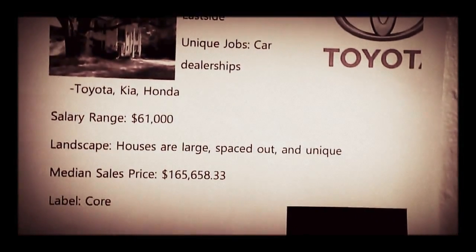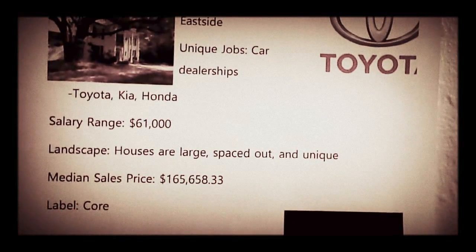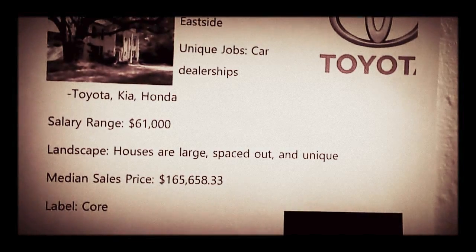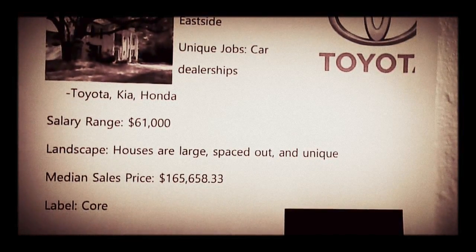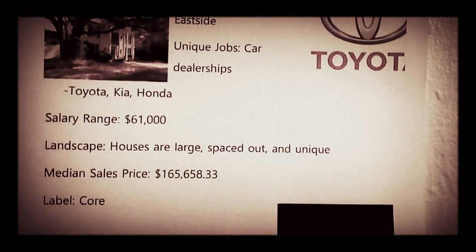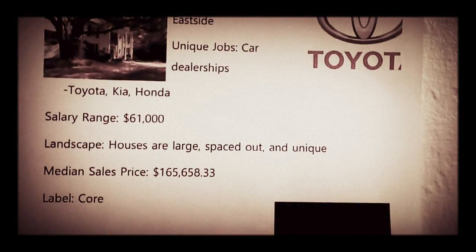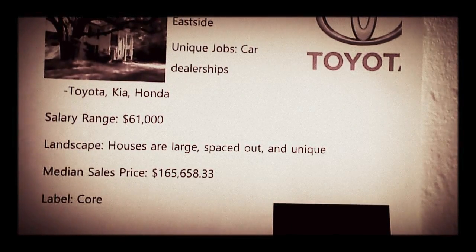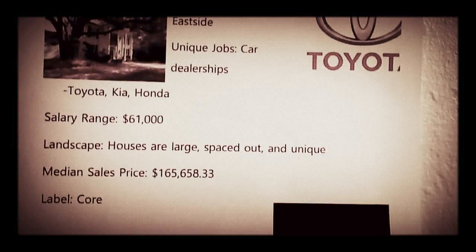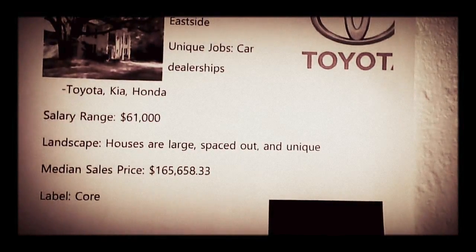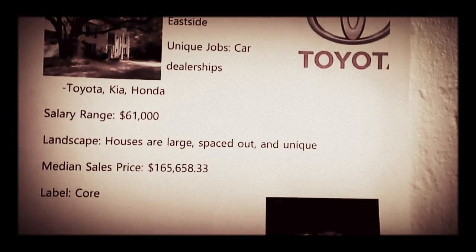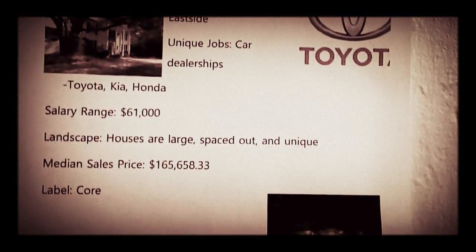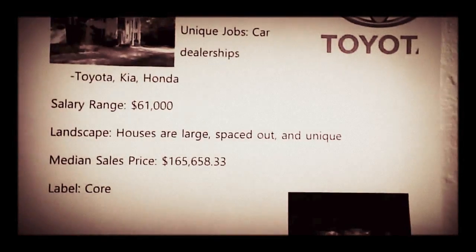Now let's take a look at East Side. Some unique jobs offered at East Side include car dealerships or the Jax Mayport area. Some jobs offered there are car dealership, car sales manager, car salesman, or longshoreman. The salary range is $45,000 to $61,000 annually. Houses are large, spaced out, and unique. The median sales price for a house on the east side is $165,658. This area is labeled a core.